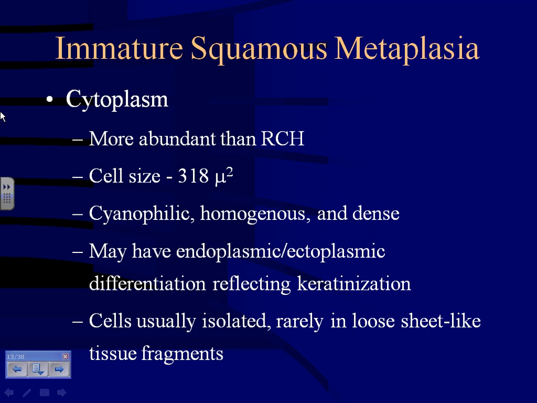Okay. All right. And also the cytoplasm tends to look cyanophilic, but a little bit more dense and homogeneous. It may have endoplasmic, ectoplasmic differentiation reflecting keratinization. And the cells usually are more isolated rather than in loose sheet-like or crowded syncytial-like tissue fragments. So remember, the reserve cells tend to form groups, and sometimes they can be syncytial, but sometimes they'll be loose and a little flatter. But here you can see groups, but they tend to be looser, and then you'll start to see more single cells.